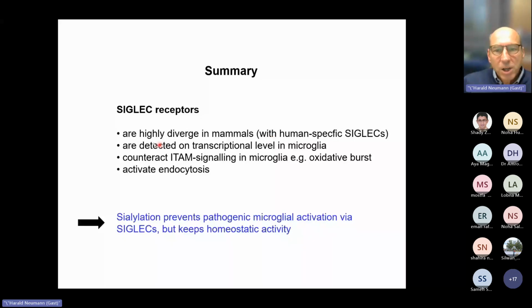They are detected on transcription level in microglia, and many microglia express several CYCLAC receptors. They counteract the activatory immunotyrosine activatory motif signaling in the microglia, for example, the phagocytosis and the oxidative burst, but they still allow and activate endocytosis. So we conclude sialylation prevents pathogenic microglial activation via the CYCLACs, but keeps intact homeostatic activity of this microglial receptor.